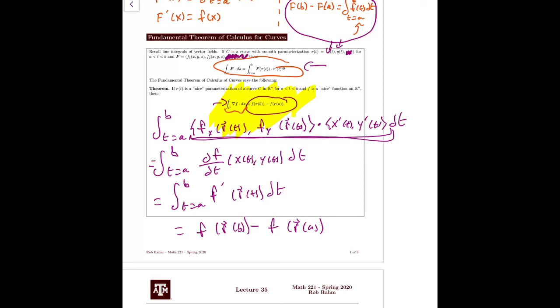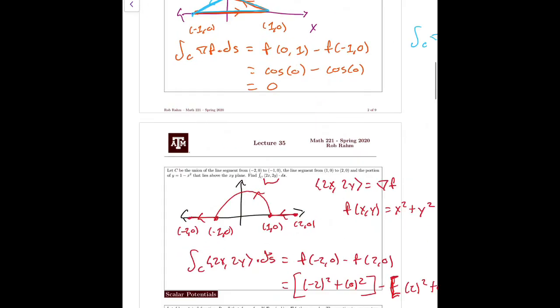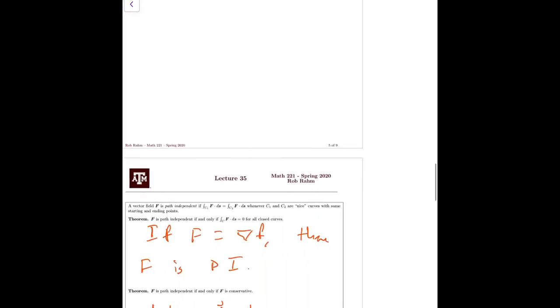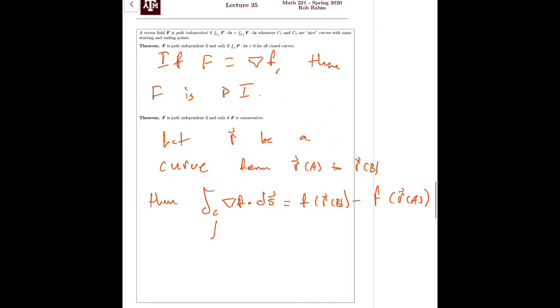Okay, that's exactly what this is saying. When you look at the gradient of f on any curve, it only depends on the starting point and the ending point of the curve. Notice that this side of the theorem doesn't have any information about the actual path other than the starting point and the ending point. And that is exactly what it means for a vector field to be path independent.